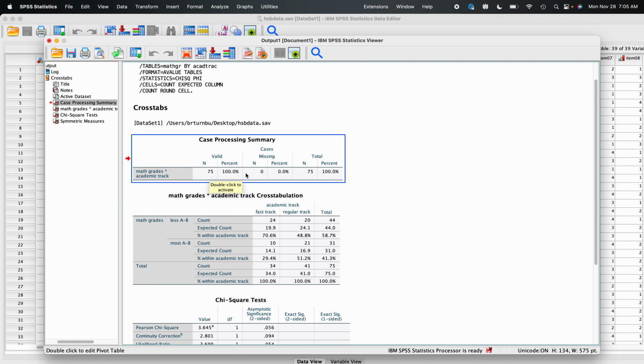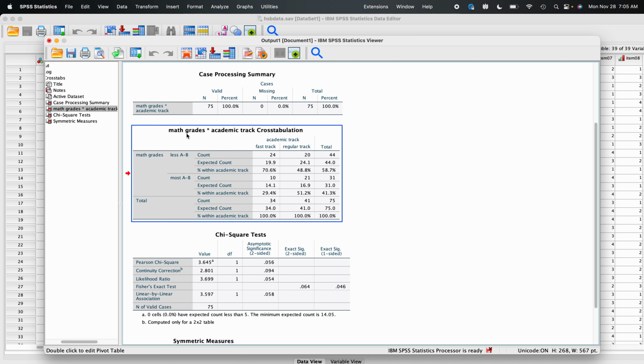Did I skip a cell? Here I have my math grades and academic track cross tabulation. In this area, what's interesting is we have a count and we have an expected count.